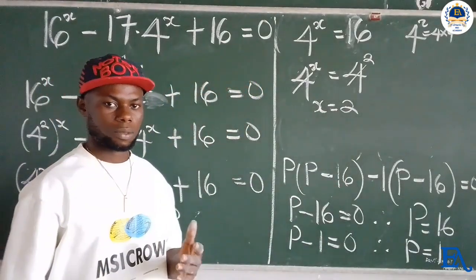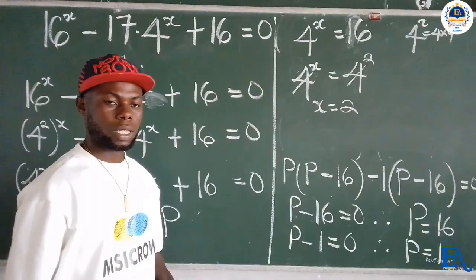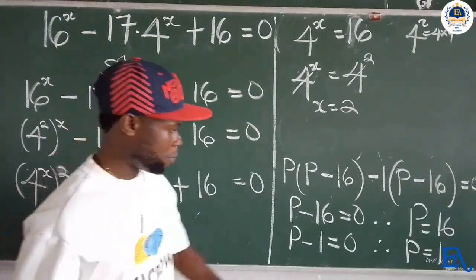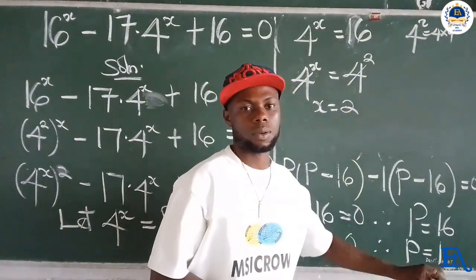x equal to 2 is the final result. You can also determine the value of x when p is equal to 1. Drop the answer in the comment section.